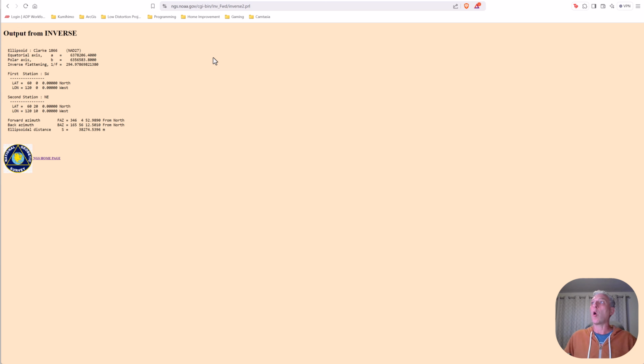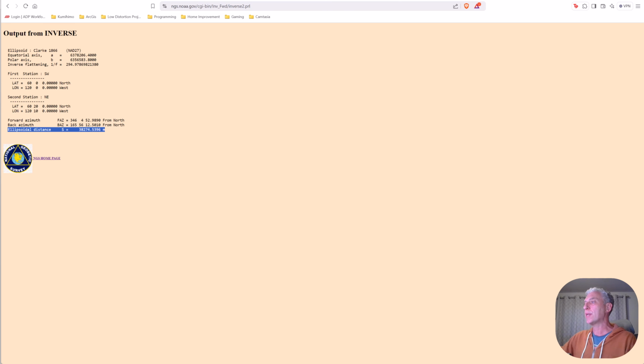And this gives all the information you put in. It gives the A and B of the Clark 1866 ellipsoid. It gives you the forward azimuth, which is good to know. You can use this tool to check some of your azimuths and that sort of thing. It gives the back azimuth. As we can see, they are not equal. And the ellipsoid distance is what we're wanting to capture from this.